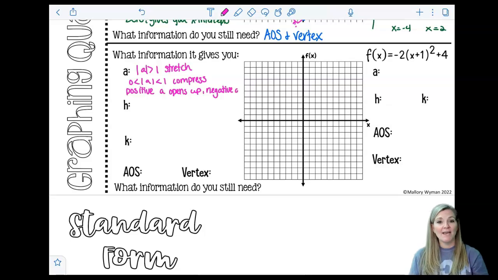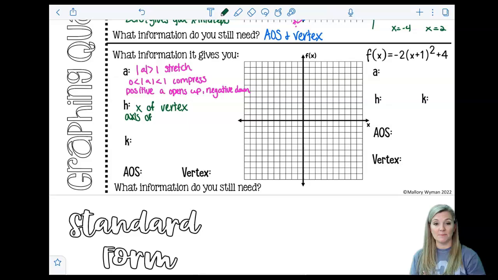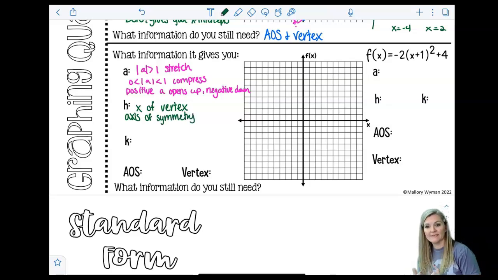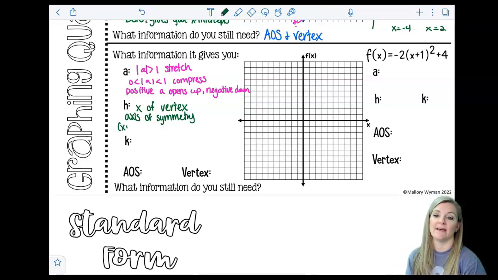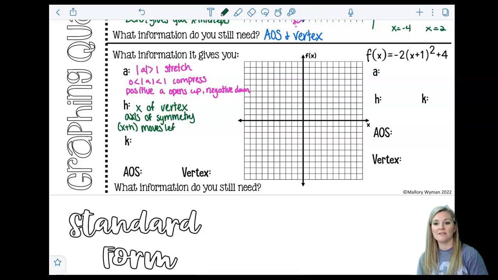Your H is your x of your vertex. It is your axis of symmetry, so it is x equals h. And it will tell you if it is moving left or right. If you have x plus h, it is going to move left. If you have x minus h, it is going to move right. We have spent days talking about that, and I feel really good about how you guys were doing with transformations.